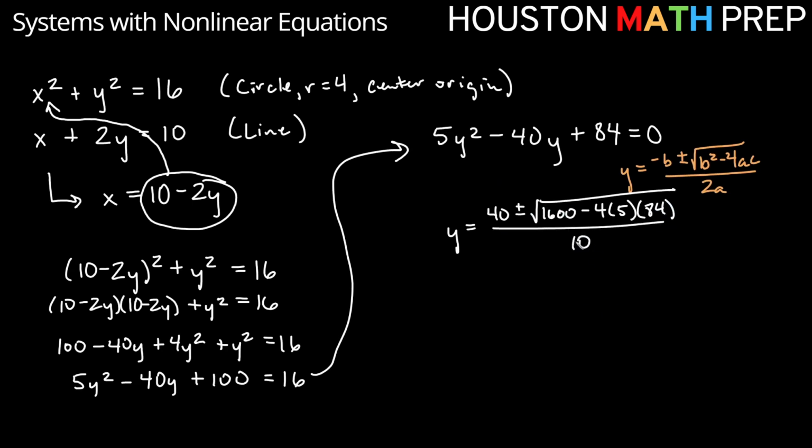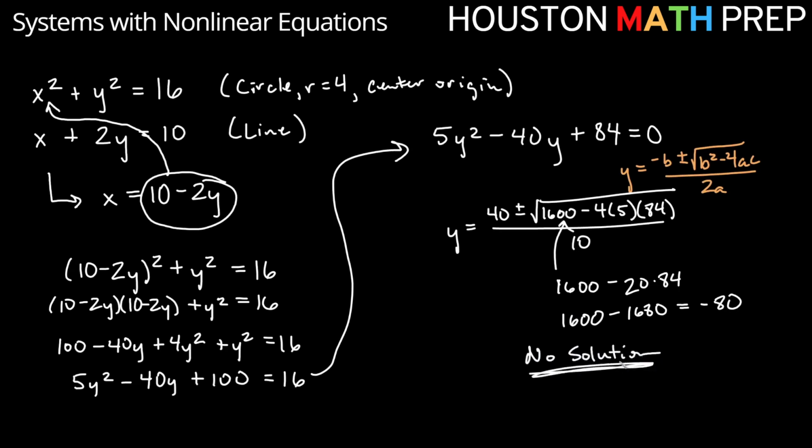Now, the interesting thing is, if we do this under the root, 1600 minus 4 times 5 would be 20, 20 times 84. This is actually 1600 minus 1680. So what we're going to get under the root is negative 80. And if we get a negative number, of course, what we end up with are complex numbers, right? Non-real numbers for our solution. So when that happens, the only thing that works for y would be a non-real number, okay? And in that case, we're going to have no solution for this system.